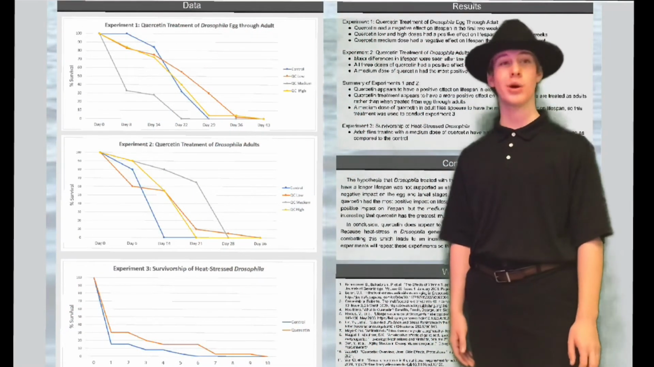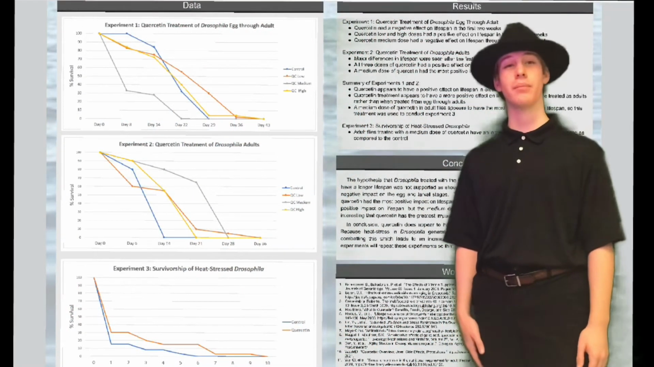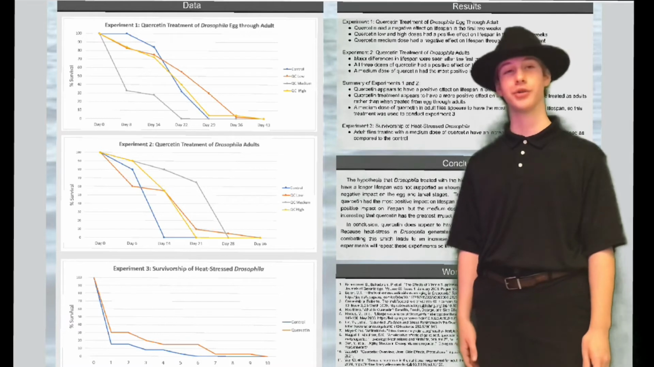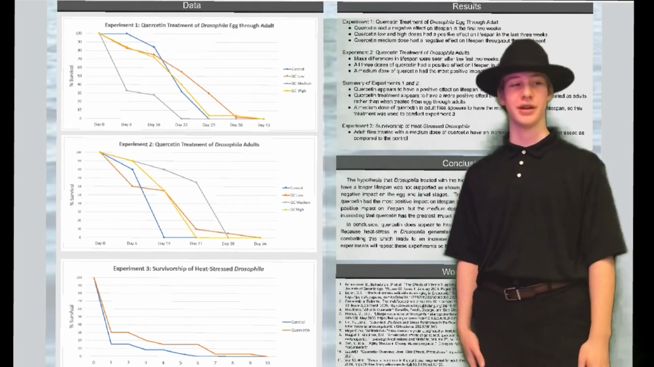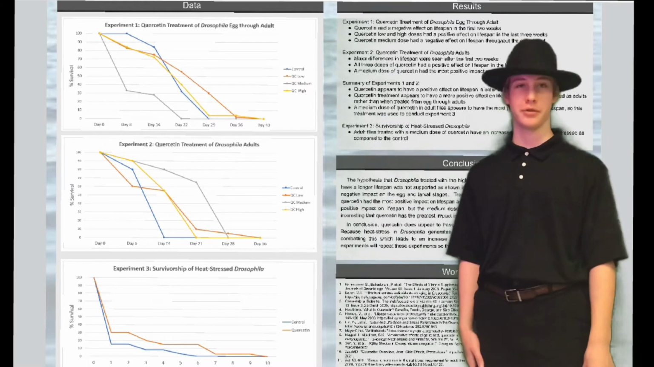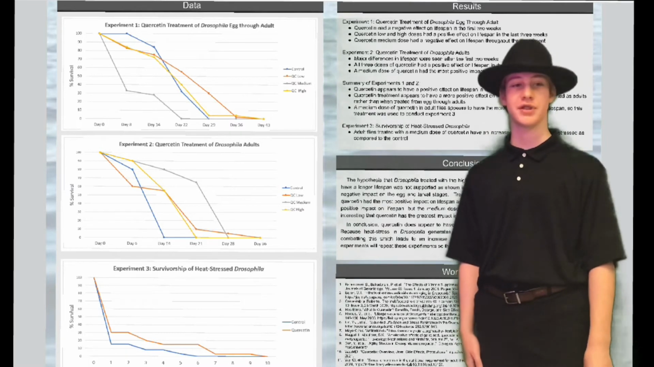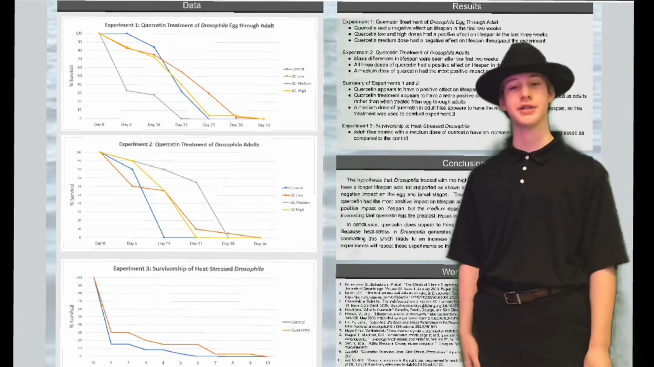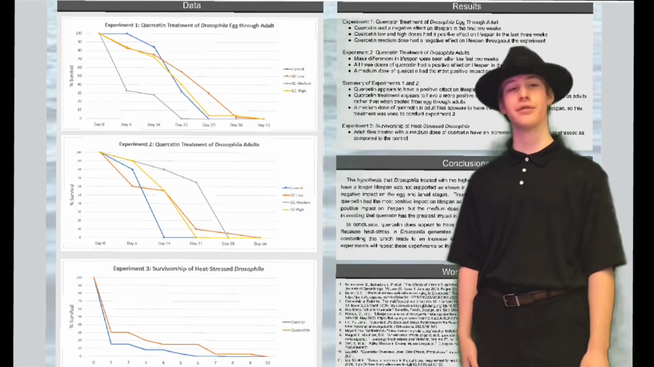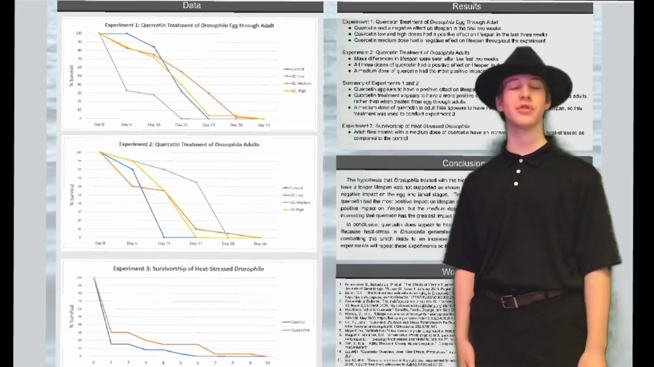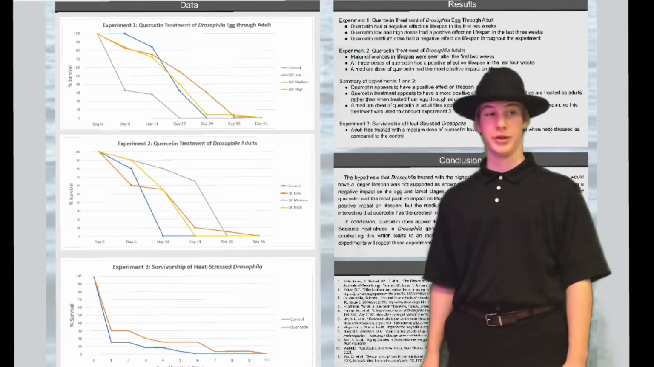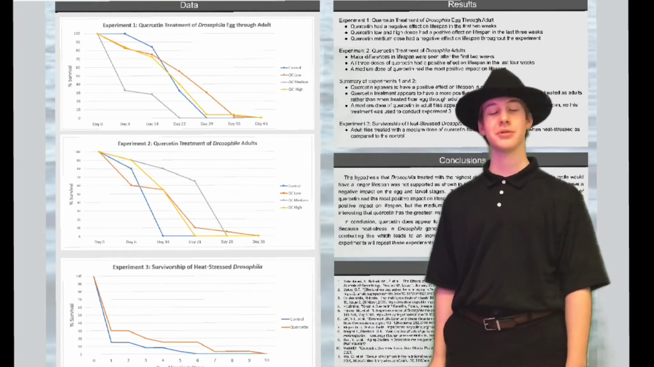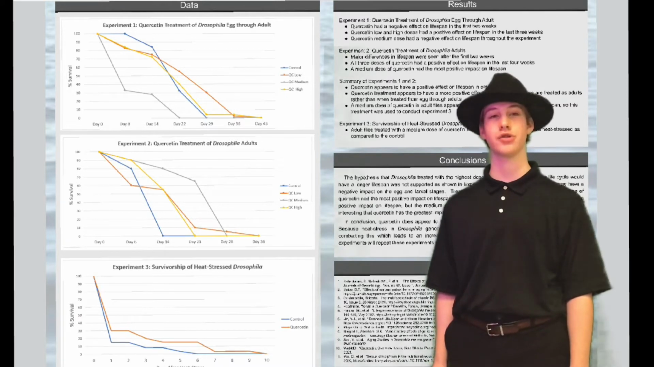Looking at experiments 1 and 2, Quercetin appears to have a positive impact on lifespan in older flies. Quercetin appears to have a more positive effect on lifespan when treating only adults, so this treatment was used for experiment 3. A medium dose of Quercetin treating only adult flies appears to have the most positive impact on lifespan, so this treatment was repeated for experiment 3. In experiment 3, adult flies treated with a medium dose of Quercetin have an increased survival rate when heat stressed as compared to the control.